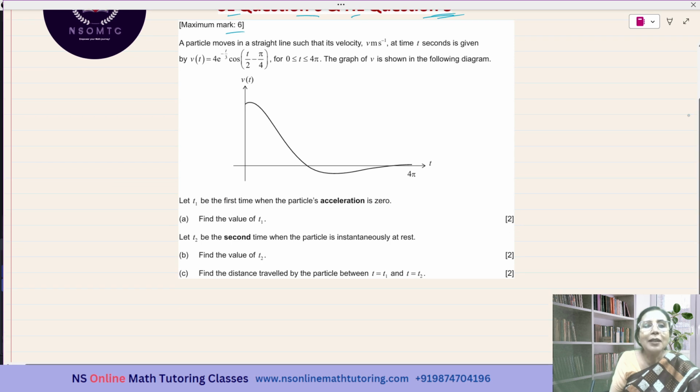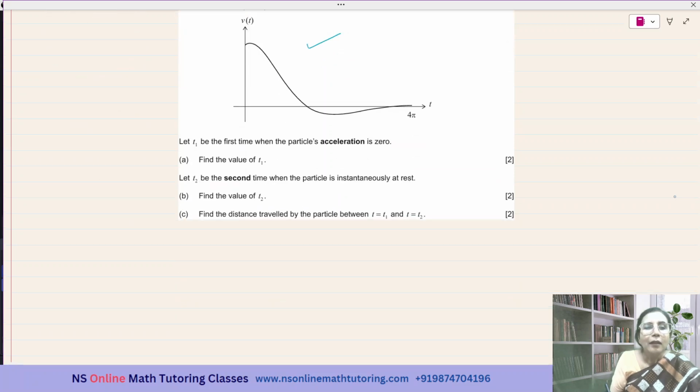It is saying a particle moves in a straight line such that its velocity v meters per second at time t seconds is given by this expression: v of t is equal to 4 times e to the power of negative t over 3, times cos of t over 2 minus pi over 4, for t greater than or equal to 0 but less than or equal to 4 pi. The graph of v is shown in the following diagram. This is the diagram.